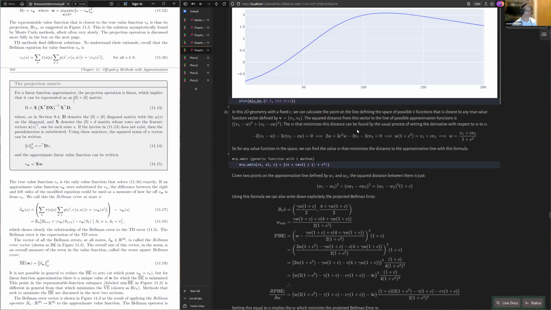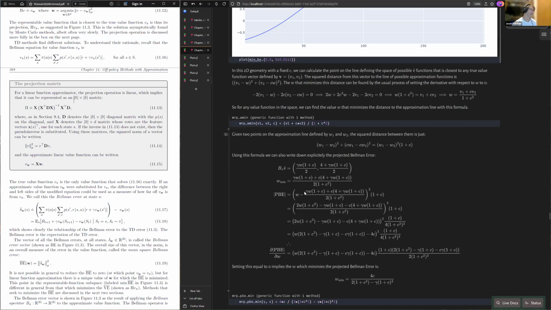Taking this derivative is pretty straightforward. And then you end up with this expression for the projection operator. So this is the value of W which minimizes the distance to any true value which is outside of the approximation line.